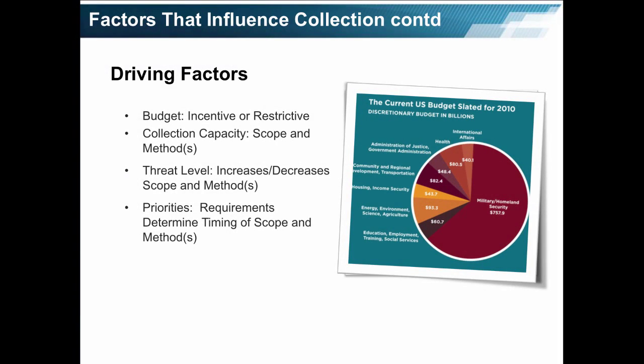The driving factors of the collection discipline include the budget. It is incentive or restrictive. It depends on the money that is allocated and appropriated for the particular intelligence requirement. The collection capacity determines the scope and the methods. The threat level increases or decreases the scope of the method. And the priorities determine the requirements and the timing of the scope and the methods used.